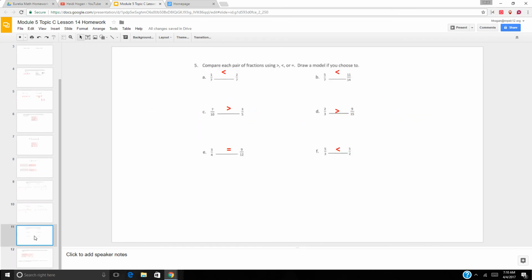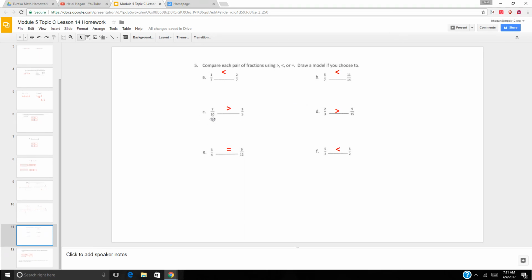This page is a little tricky because you have to just use your knowledge. So you can draw a model, you can use multiplication, or just your knowledge. So we have 1/7 and 2/7. Well, would you rather have 1/7 or 2/7? 5/7 and 11/14. What I did in my head is I know that 7 times 2 is 14. So if 7 times 2 is 14, 5 times 2 is 10. So this would be 10/14, so that's less.